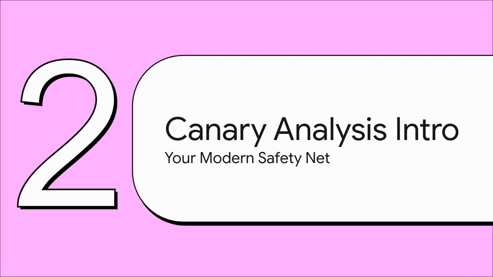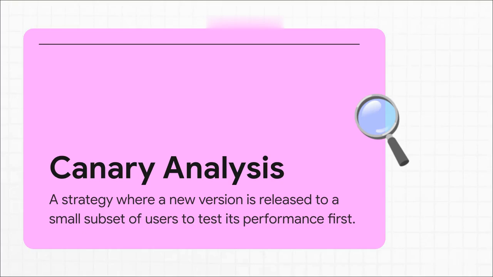Well, that brings us right to Section 2. How do you prevent disaster? You use a modern safety net, and it's called canary analysis. At its heart, canary analysis is a really simple but incredibly powerful idea. You take your new code, that's the canary, and you release it to just a tiny, tiny fraction of your live traffic. We're talking maybe 1%, 5% at most.